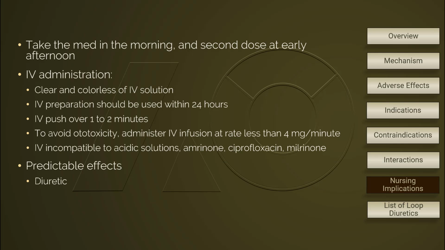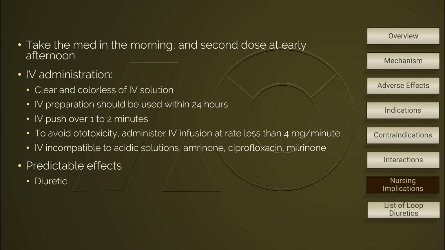Diuretics should be taken during daytime, first dose in early morning and second dose in early afternoon to prevent nocturia. The two doses should be taken apart with a minimal 6-hour interval. Loop diuretics can be administered via oral or intravenous route. When giving IV, it is important that we know the following. IV medication should be clear and colorless. After IV solution is prepared, use it within 24 hours.